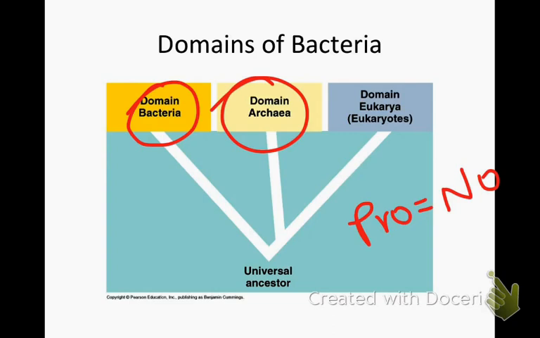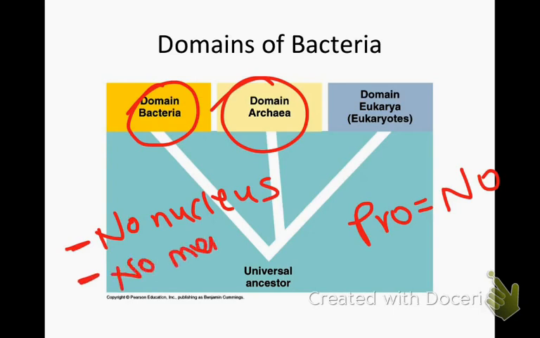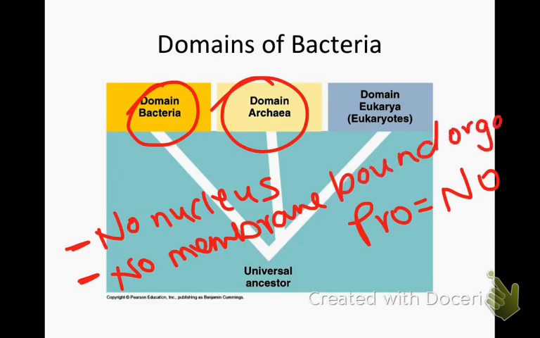So let's make a few notes at the top of our paper. They have no nucleus. I know it's been a while since we went over cells. No membrane-bound organelles like us. I can't fit that word. And then, what was the other thing they say no to? So no nucleus, no membrane-bound organelles. I think those are the two big things.